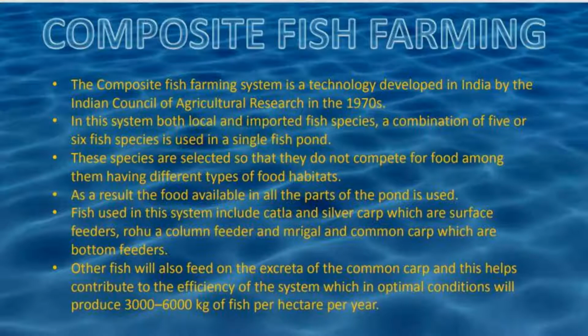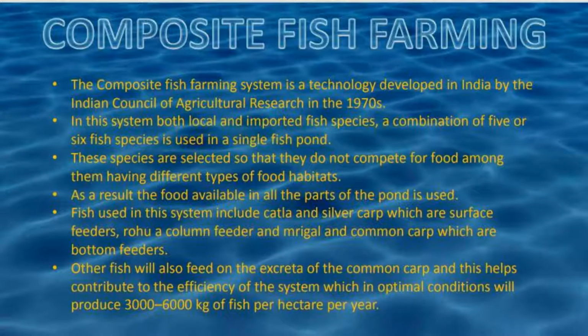Fish used in this system include katla and silver carp, which are surface feeders, rohu, a column feeder, and mrigal and common carp, which are bottom feeders. We will see in the next diagram; I will explain what these types of feeders are. Other fish will also feed on the excreta of the common carp, and this contributes to the efficiency of the system, which in optimal conditions will produce 3000 to 6000 kg of fish per hectare per year. So this is composite fish farming.